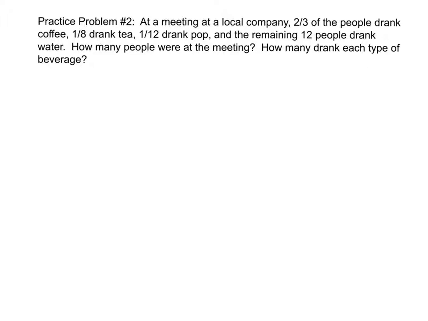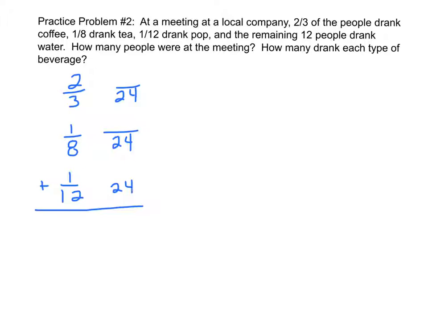In this particular problem, you are given two different bits of information. You are told the fractional amount of people that drank the three different beverages, the first three, and then the actual number of people that drank just water. So we have to use that information two different ways. First of all, I could figure out the fractional amount of people that drank the three different beverages that I know: 2/3, 1/8, and 1/12. So I'm going to add those fractions together so that I can figure out the fractional amount of people in the company that drank those three different beverages.